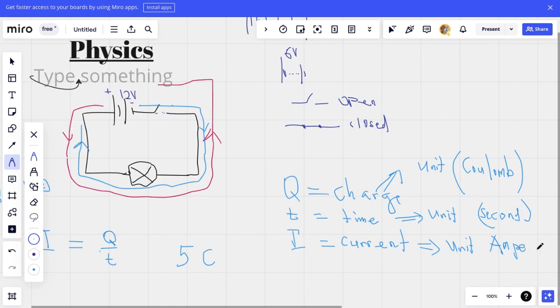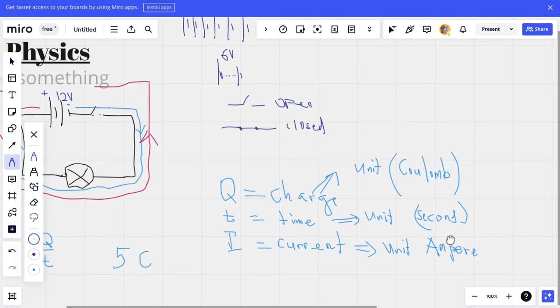A-M-P-E-R-E. Ampere. This is the unit of current. And the unit symbol, we also need to know each unit symbol. The unit symbol for this one is capital C. The unit symbol for this is S. And the unit symbol for this is capital A. So we need to know the units and their unit symbols that are used in each of the physical quantities.